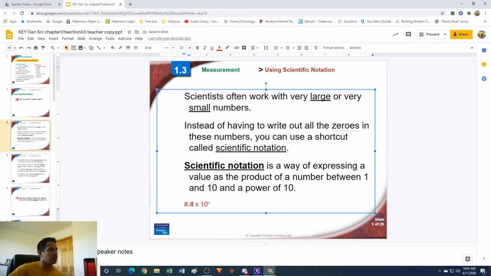And there can be more than one number after the decimal here. So it could be number, decimal, number, number, or something like that. But usually it's going to take this general format. So that's usually going to be a scientific notation.